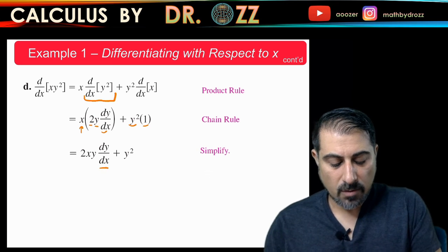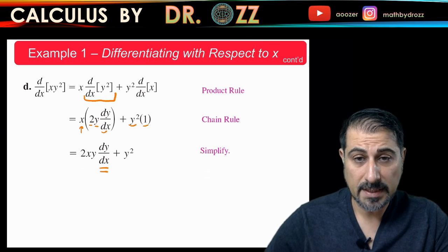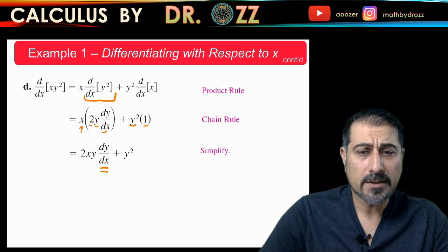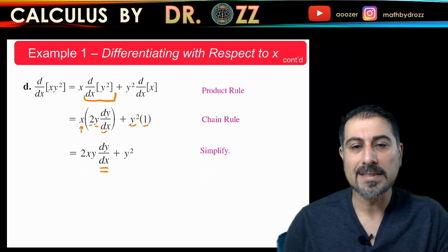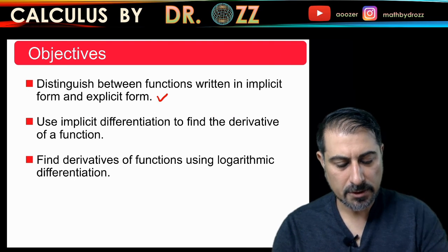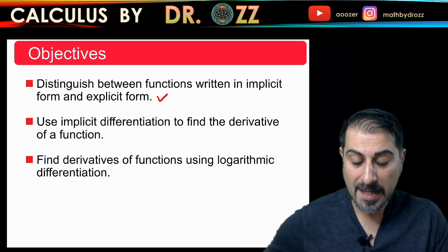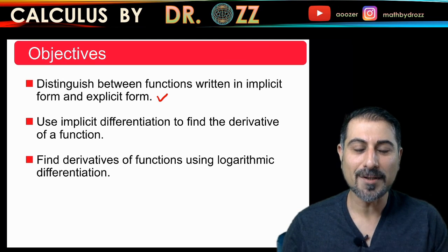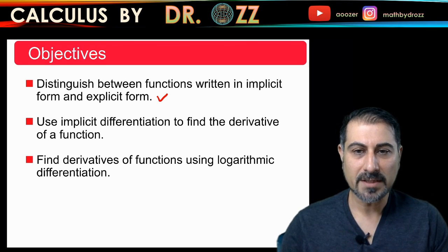As you see, once you take the derivative of an implicit function, you will always have terms like dy over dx popping up somewhere in the equation, and that's how we're going to obtain dy over dx eventually. All right, in this short video, we learned how to distinguish functions written in implicit form and explicit form. In the next video, we're going to learn how to implicitly differentiate implicit functions to get dy over dx, which is the derivative of the function.